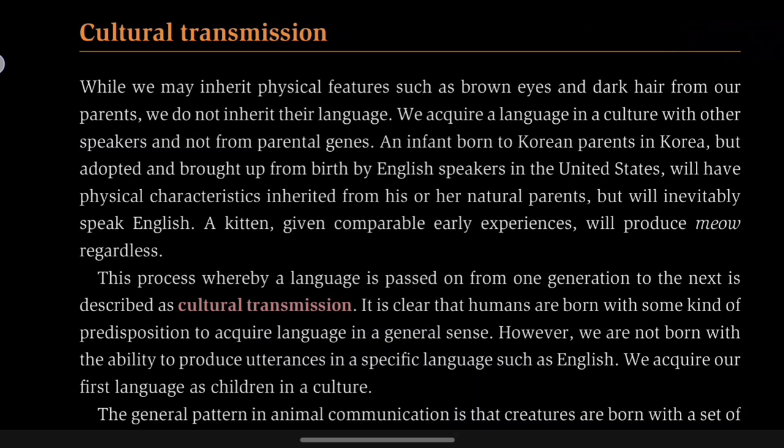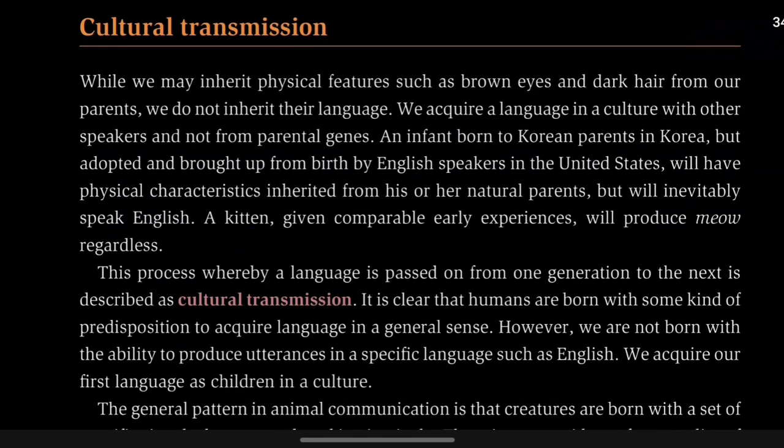An infant born to Korean parents in Korea, but adopted or brought to Iraq or wherever, will be able to talk the Arabic language, not the Korean one. A kitten, a cat, given comparable early experiences, will produce the same sounds regardless. The kitten will not be able to change its language because of the change of places.